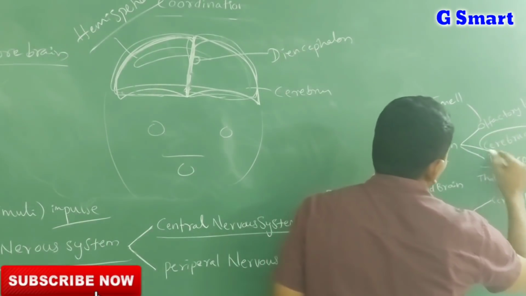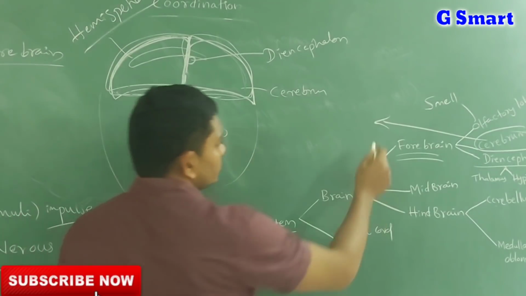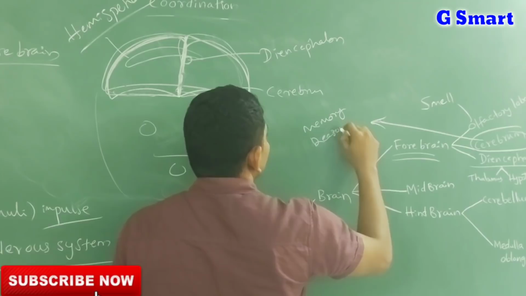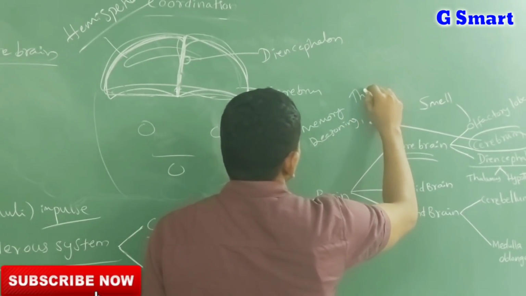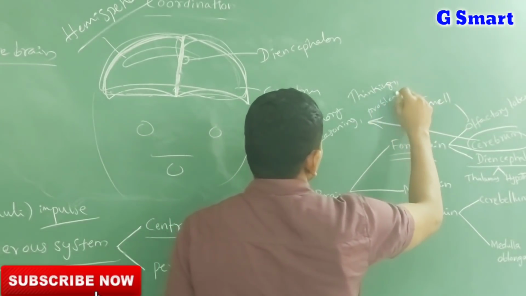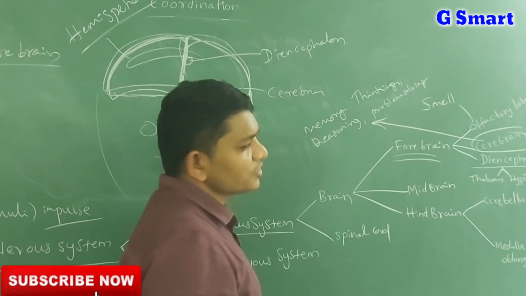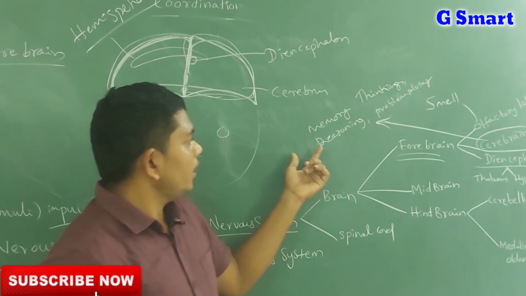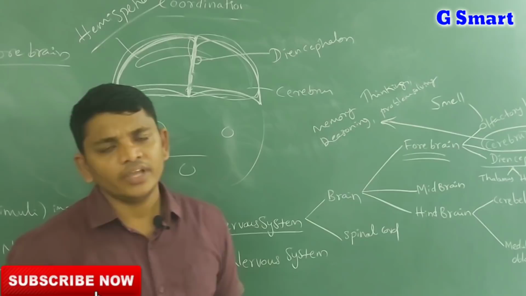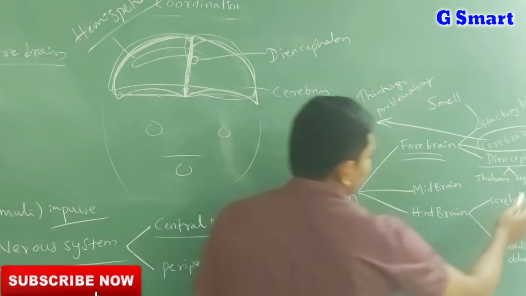And the cerebrum. This is a very, very important part in the forebrain, and it is responsible for memory, reasoning, and thinking, and problem solving, and so on. So many works are done here. For example, memory, thinking, reasoning, and problem solving are happening in the cerebrum part. Okay, and let us discuss diencephalon.